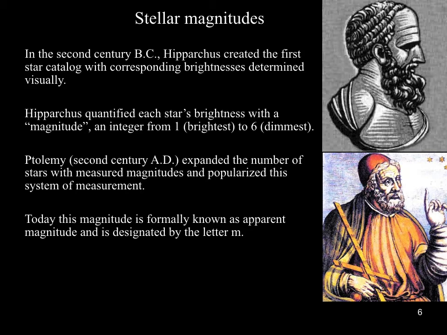And that might sound confusing, but you just have to remember that the magnitude scale appears backwards. The lower the number, the brighter; the higher the number, the dimmer. And this is what I'm talking about right here.